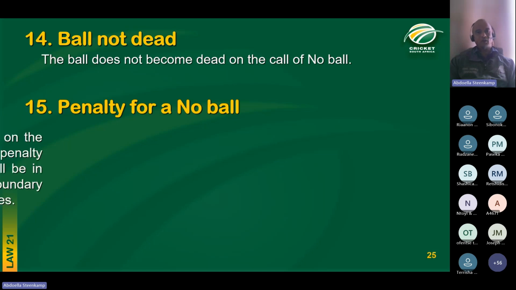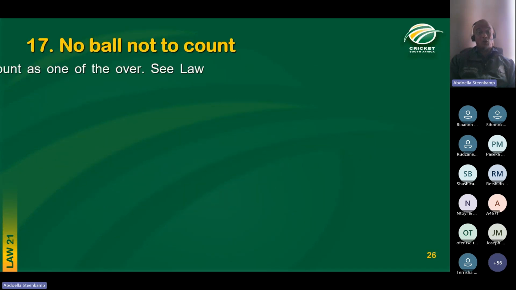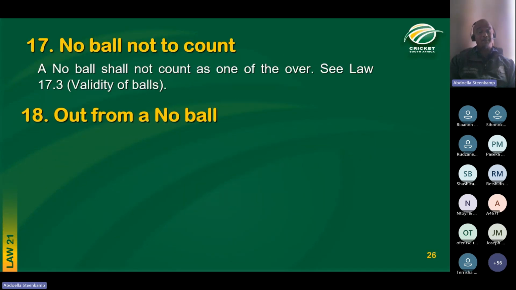What is the penalty for a no ball? There's a 1-run penalty for a no ball. It will be added to the score, and any boundary allowances also to be added, and any other runs ordered for penalties also to be added to the score. A no ball does not count as one for the over.